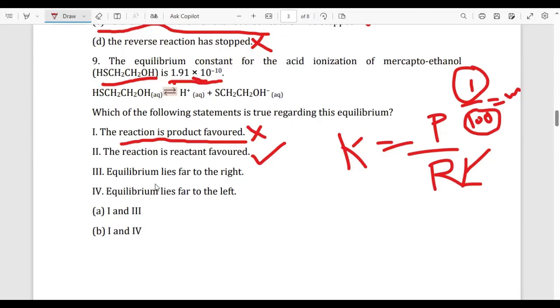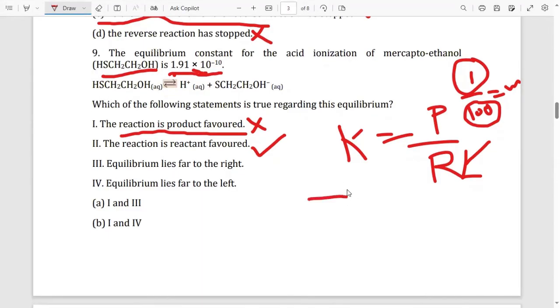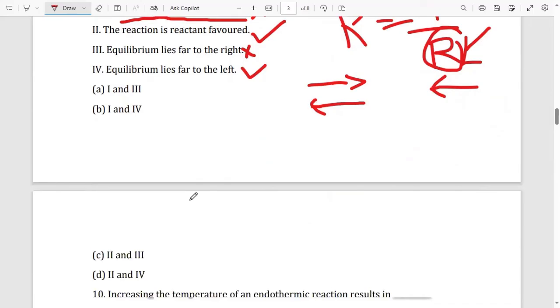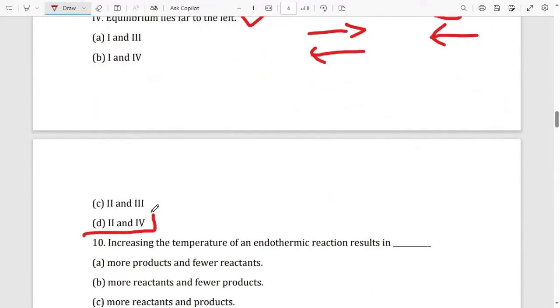Okay, what about this one here? They're saying the equilibrium lies far to the right. So this means that the equilibrium is shifting to the right. But this is not the case because we have more reactants. So it means the reaction has to shift to the left. Okay, so this one here is not true. And then this one here, they're saying the equilibrium lies far to the left. This is true because we have more reactants. So meaning this reaction is producing a lot of reactant. So 2 and 4 are correct. Okay, so you come here, you see this answer on D. So D here will be the correct answer.